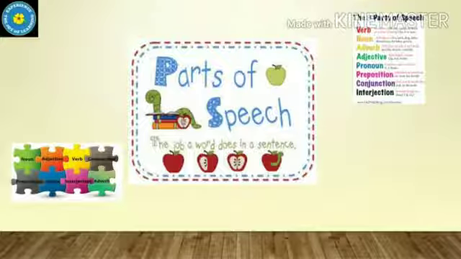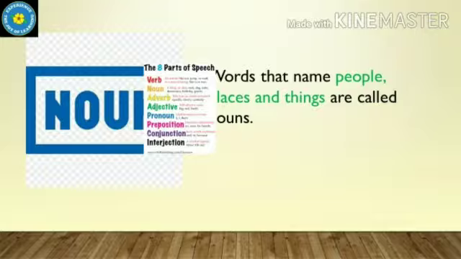Every part of speech tells us what job a word does in a sentence. Remember, a part of speech tells us what job a word does in a sentence. Okay, kids, now let's move on to the first part of speech, and it is nouns. What is a noun? A noun is a naming word. We all know that. It names people, places, and things.